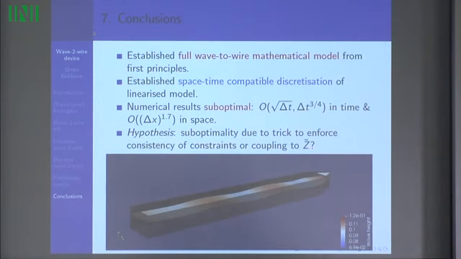Well, we derived a full nonlinear wave-to-wire mathematical model from a variational principle. We made a space-time compatible discretization for the linearized model. It's still suboptimal, there's something to sort out, but at least it's working. I talked with Ralph, and I think there are some ideas to see what might work.